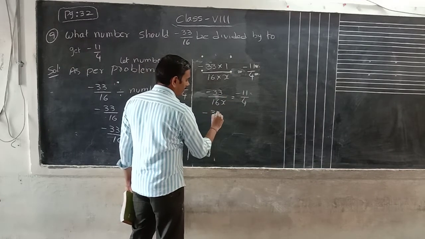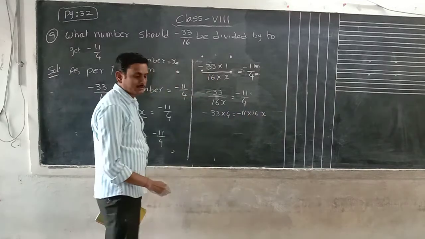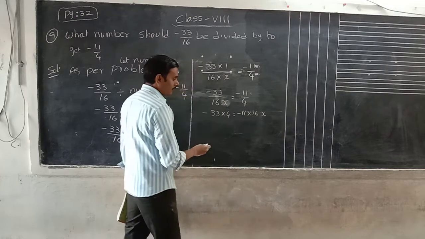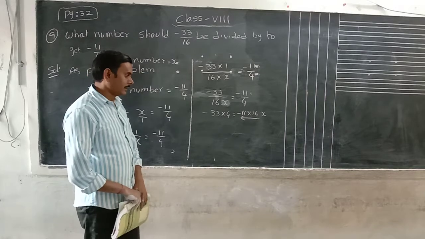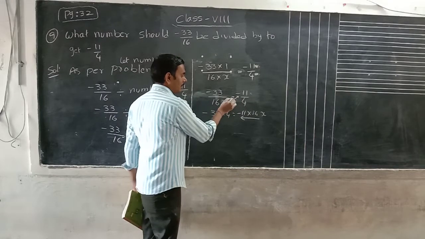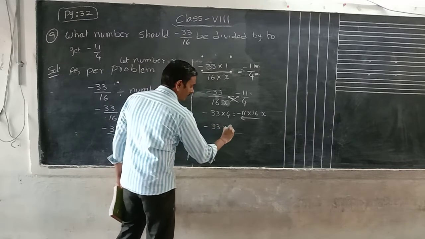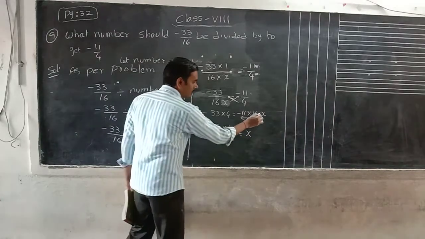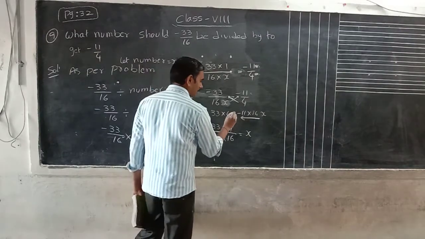Minus 33 into 4, minus 11 into 16 into x. Minus 16 into 11 into x. Now we have to move all the numbers. These are multiplying, so on going to the other side they will divide. Okay, these two are multiplying. On going to the other side, I did the cross multiplication. Then what will we get? Minus 33 into 4 by minus 11 into 16 equal to x. Only up to these numbers I moved from this side to this side.